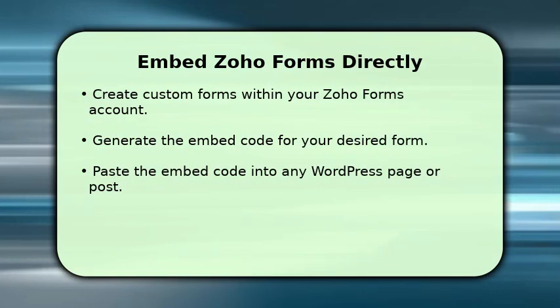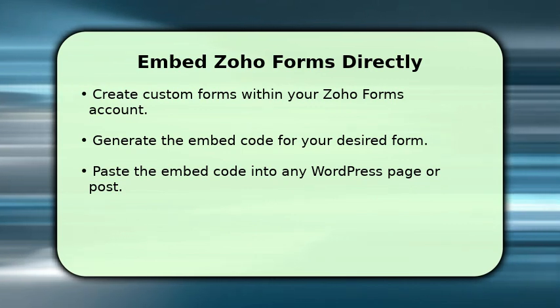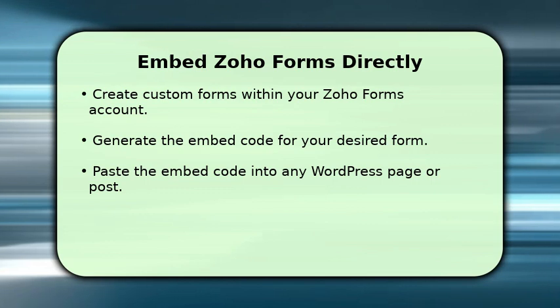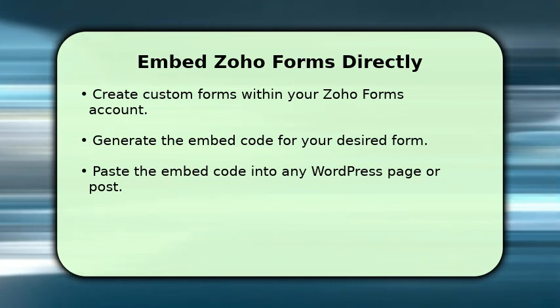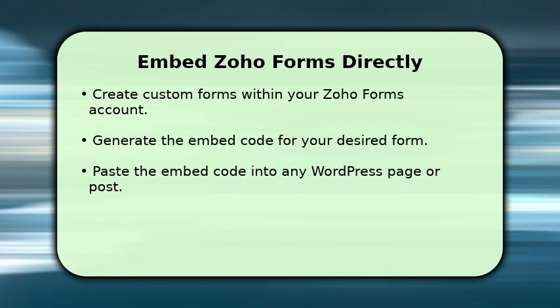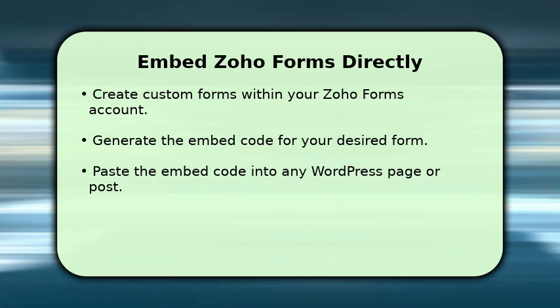Another effective way to integrate is by embedding Zoho forms directly onto your WordPress site. First, design your custom forms within the Zoho Forms application, tailoring them to your specific data collection needs. Then, simply generate the embed code provided by Zoho Forms. You can paste this code into any WordPress page, post, or widget area, allowing visitors to submit information that flows directly into your Zoho account without needing an additional plugin.